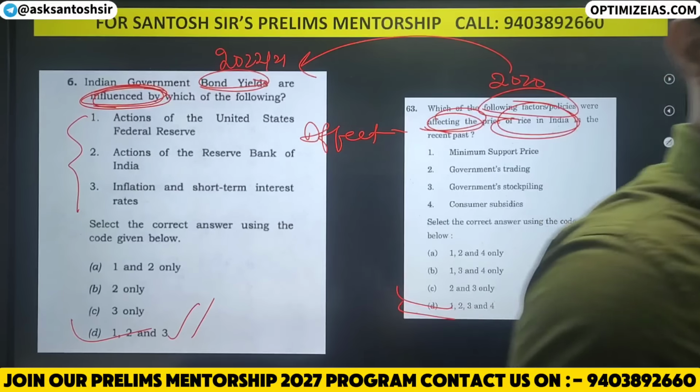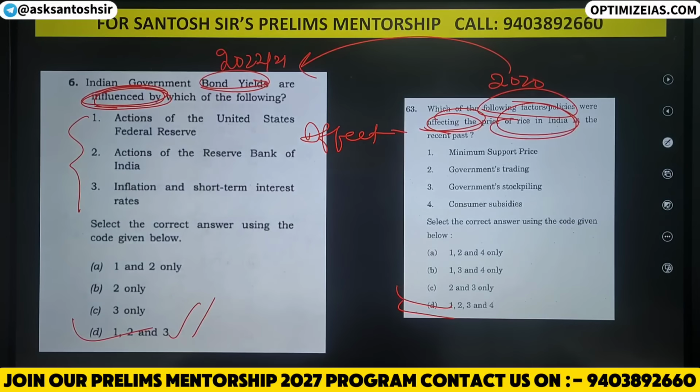I am giving you again 2 minutes to understand this. This is a really very interesting technique. See, the first question talks about what influences bond yield in India. So, actions of the United States Federal Reserve? Yes. Actions of the Reserve Bank of India? Yes. Inflation? Yes. Interest rates? Yes. Because it is very difficult to say that this will not impact. In such cases, the answer will be 1, 2, 3. Similarly, the price of rice will be decided by all. I hope you understand this.